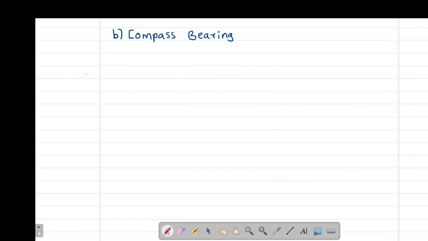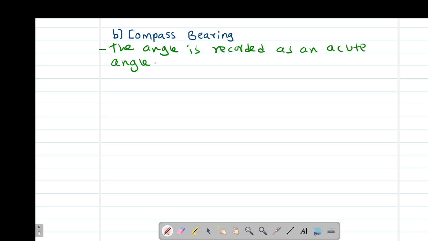Then we move to the second part, what we are calling the compass bearing. Again, there are some key points you need to note as far as compass bearing is concerned. Now, unlike the true bearing, the compass bearing angle is recorded as an acute angle. Remember, the acute angle simply means it's an angle less than 90 degrees. So the angle that you record must be less than 90 degrees.